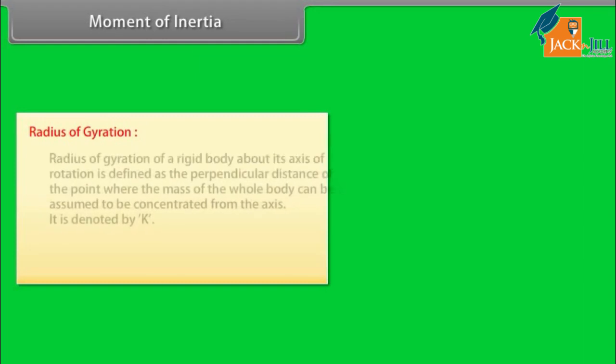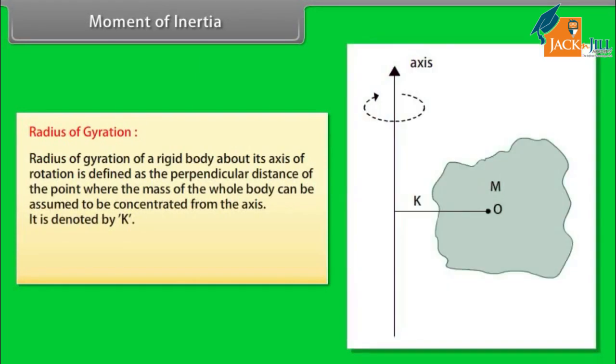Radius of gyration of a rigid body about its axis of rotation is defined as the perpendicular distance of the point where the mass of the whole body can be assumed to be concentrated from the axis. It is denoted by k. Its expression is given by I is equal to m k square, which is equal to summation from i is equal to 1 to n of product of mi and ri square.